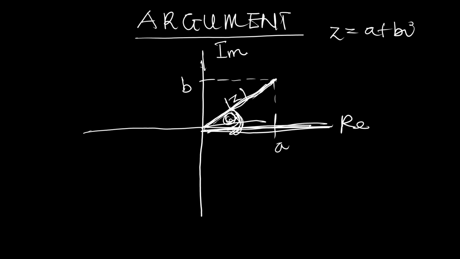In most books, you will see something like argument of z, arg z. This represents the argument of that particular complex number. Alright. Now let's move on to the principal value of the argument.